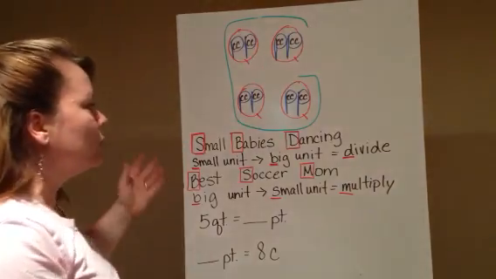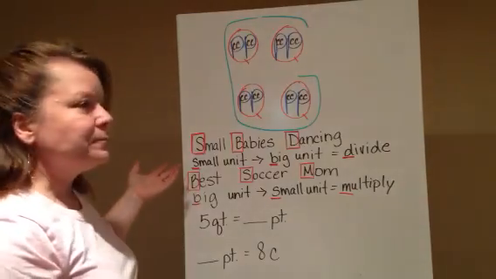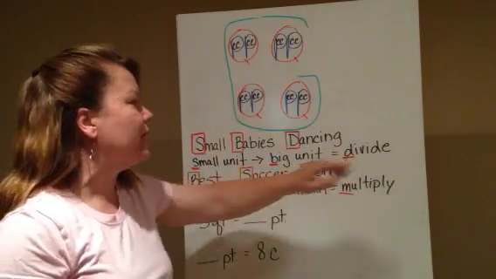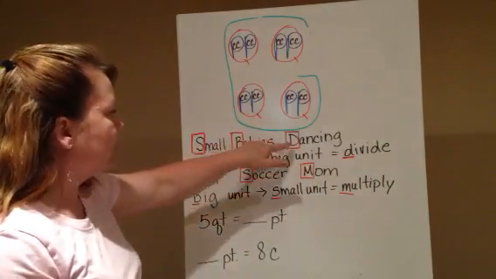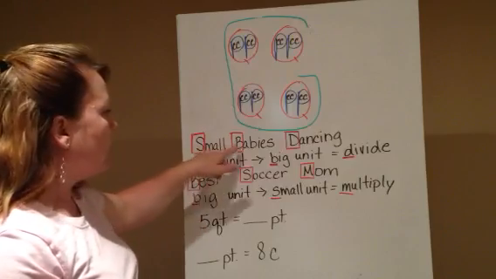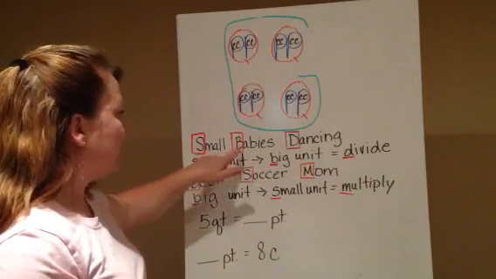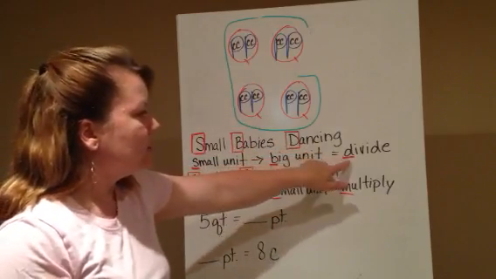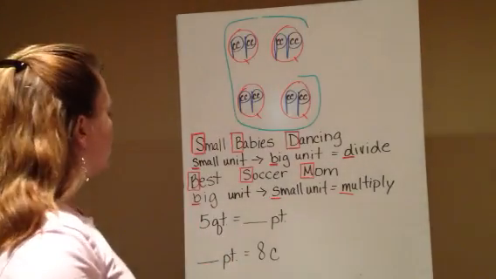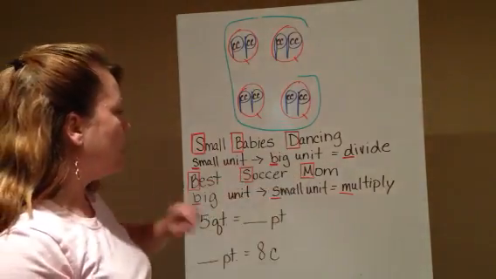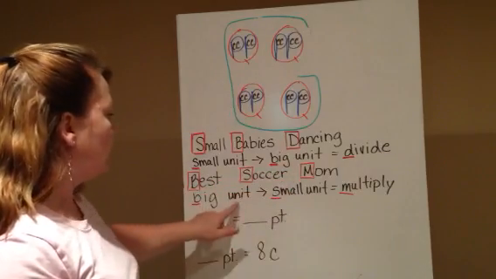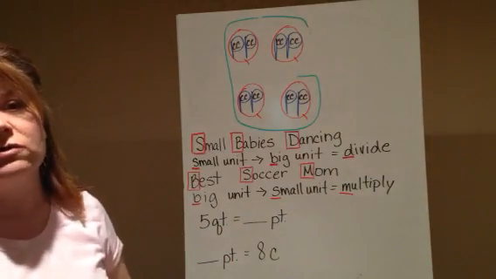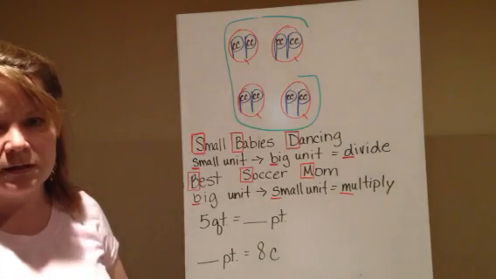Another thing that would be very important, and again, we have this poster in our room as well, is when we are converting, if we're going from a small unit to a big unit, we're going to divide. And notice how I have a little phrase here to try to help remember that. Small babies dancing. We've got the S, the B, the D for small unit, big unit, and divide. So that's kind of where that comes from. Or we have best soccer mom, BSM, or big unit to small unit, means we're going to multiply.